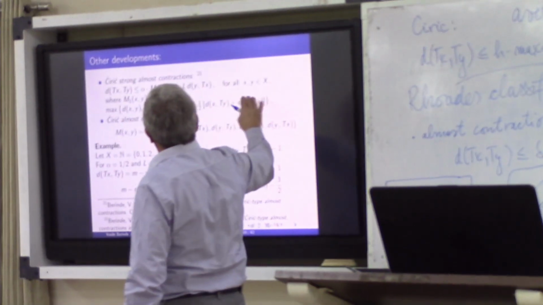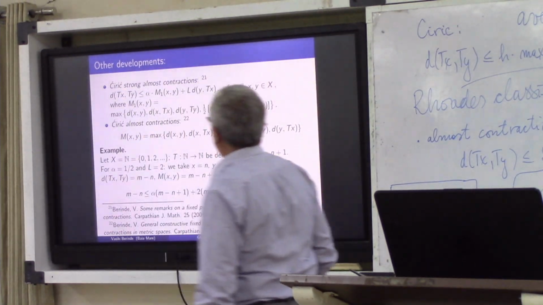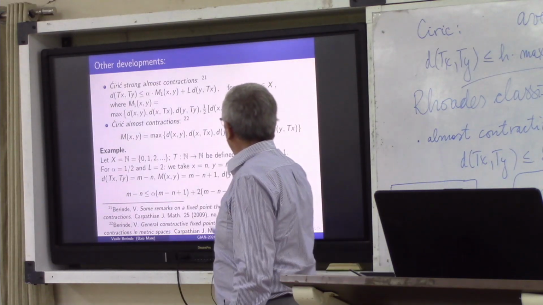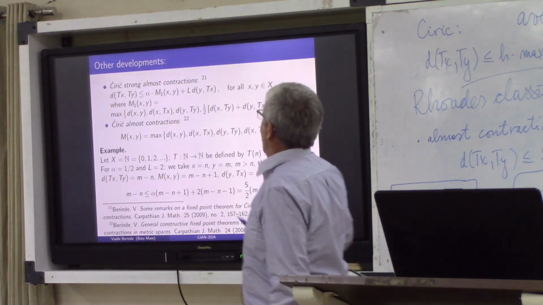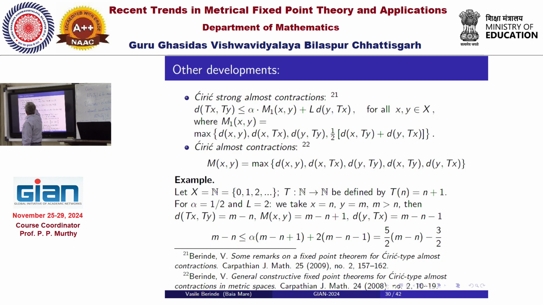So if we put the average of these two bad cases, then we get the result. And the result was published in the same journal one year later, and this I called strong Ćirić, because this condition with Mi and 1 implies the condition with M. So I called it strong Ćirić.